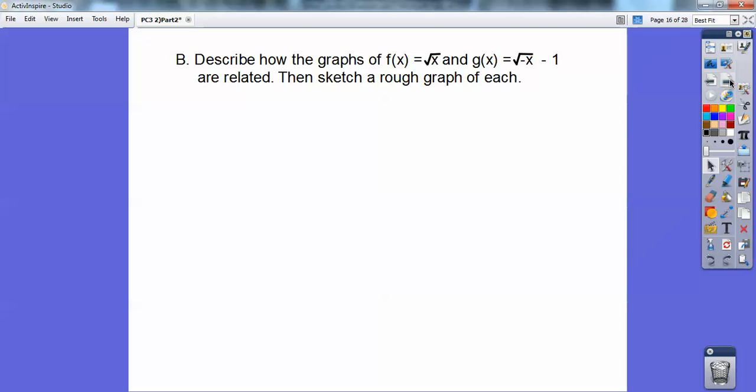All right, so now let's describe how the graphs f of x equals the square root of x and g of x equals the square root of -x minus 1 are related, and then sketch a rough graph. Remember how square root of x is going to be, pretend like I have this y-axis here and this x-axis here. Square root of 0 is 0, so I'd go 0, 0. The square root of 1 is 1, so I'd go 1, 1. The square root of 4 would be 2. So what it's doing is it's making this sideways kind of parabola right here. That's what f of x equals the square root of x is.